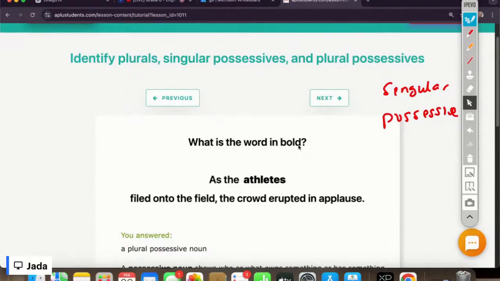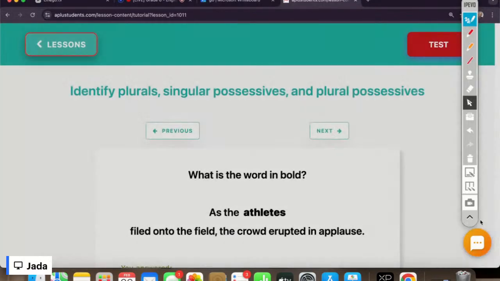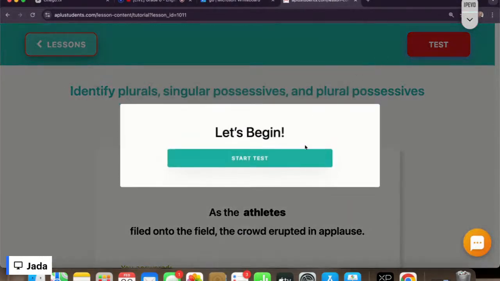So for these athletes, we have what? Plural now. Okay. So yeah, let's move over to the test and you can share your answers with me. If you have any question, you just ask me, okay?